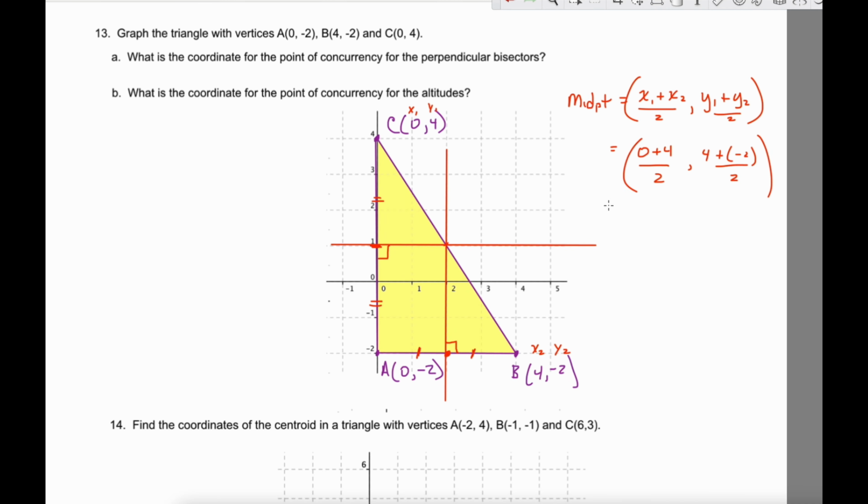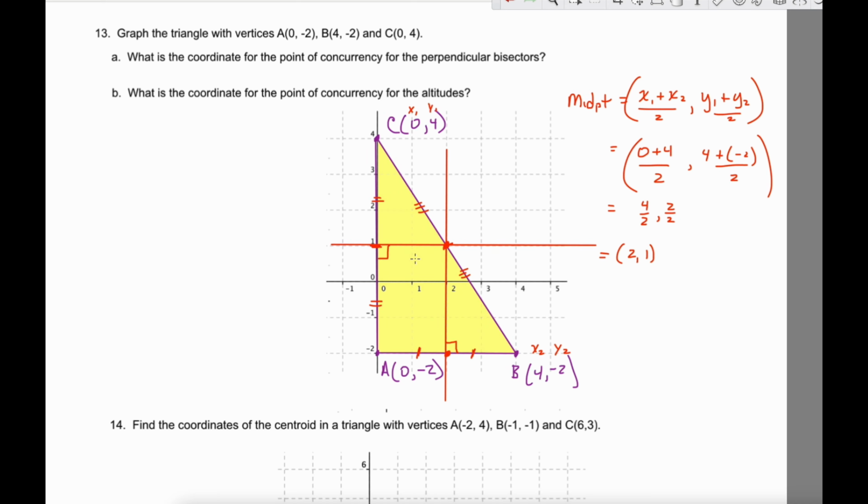And so my midpoint is 4 halves, comma, 2 halves, or 2, negative 1. Sorry, 2, 1. So over 2, up 1. Oh, good. That's what I was hoping it would be, right? I mean, we knew it was going to be there. We just verified. So let's put triples on this.